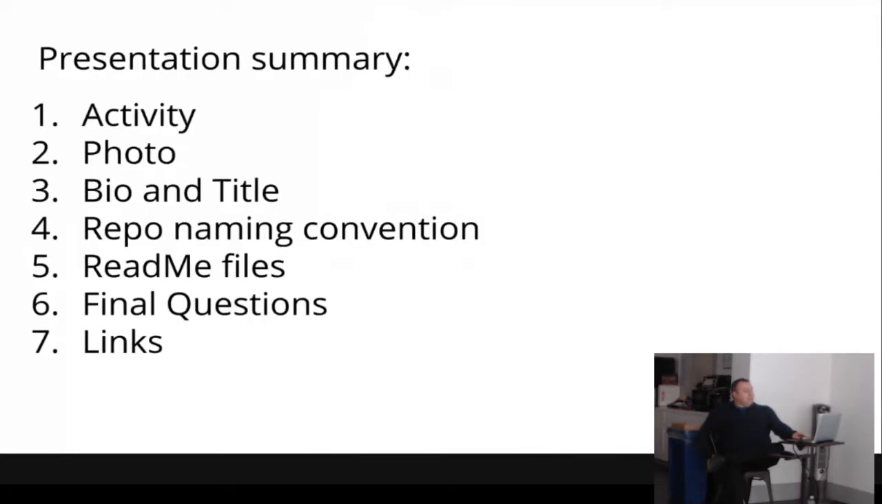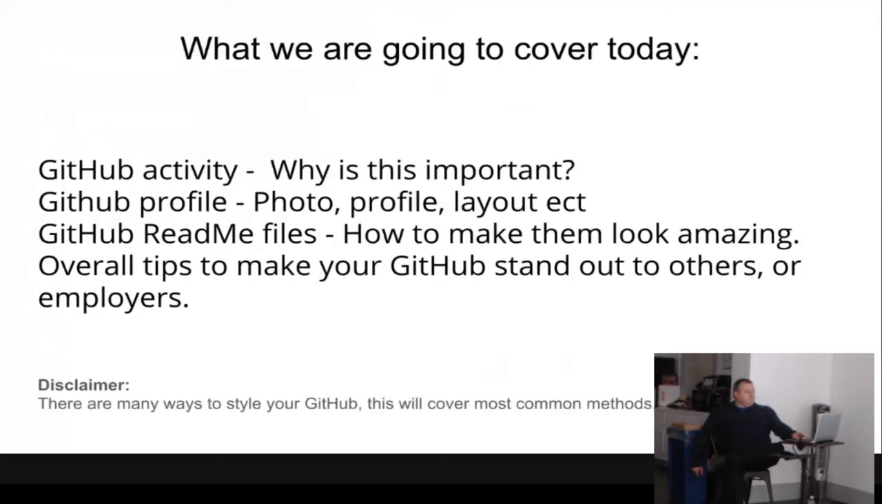So today we're going to talk a little bit about activity. We're going to go over what your GitHub photos should be, some do's and don'ts, your bio and your title, repo naming convention, and README files. We'll have some final questions, and then I've got links at the end on all the resources I've used in this, and we'll make sure this slide is available for anyone who wants to view it later, so you can access all this information in the future.